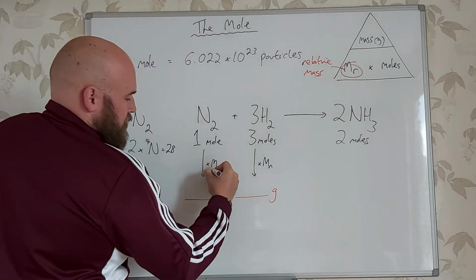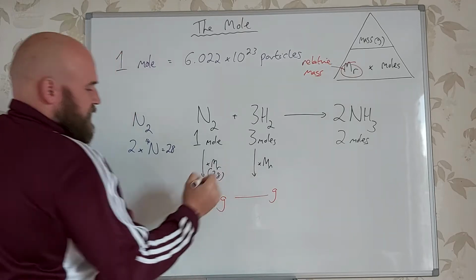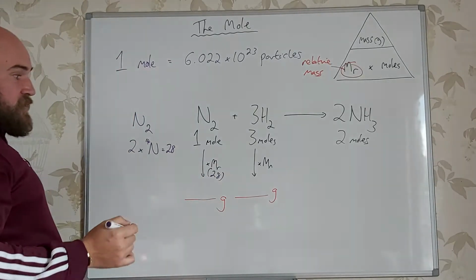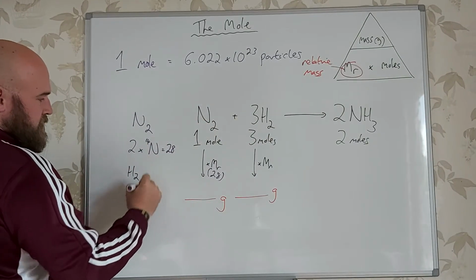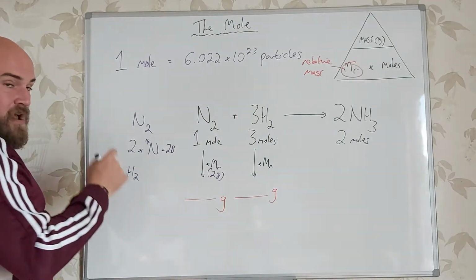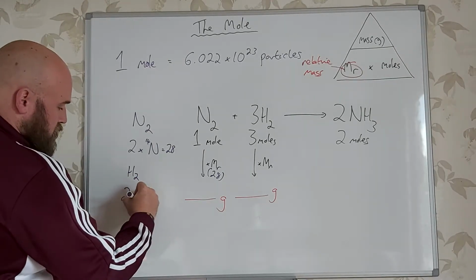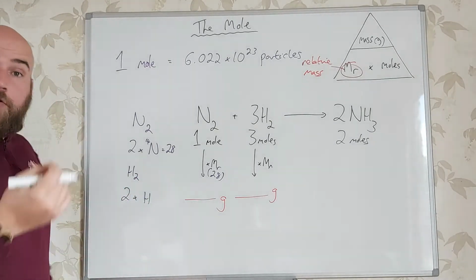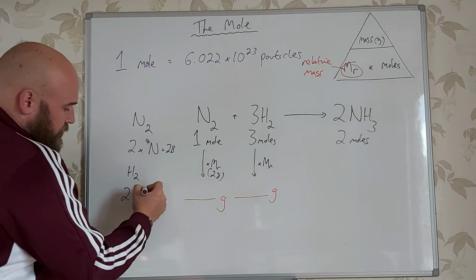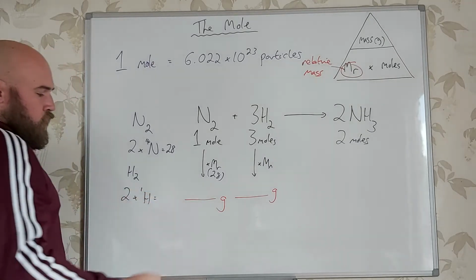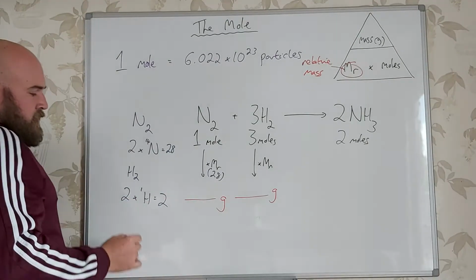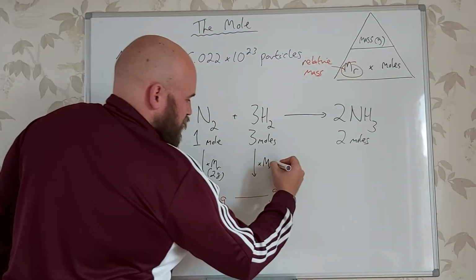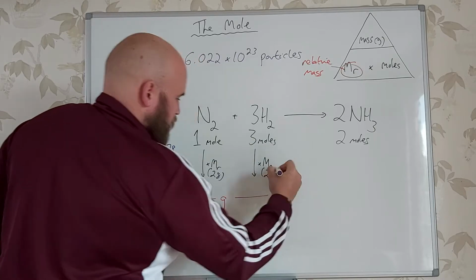So I now know the MR of that is 28. And let's do the MR of hydrogen while we're at it. So hydrogen is H2. So in that H2, I've got 2 lots of hydrogen atoms. I'll check the periodic table again, and I discover that hydrogen weighs 1 atomic mass unit, and 2 times 1 is 2. So the MR of hydrogen is 2.